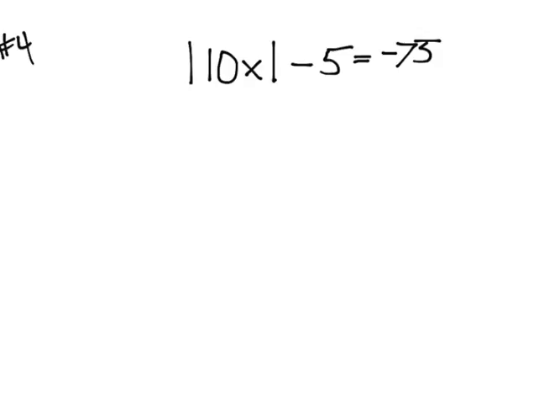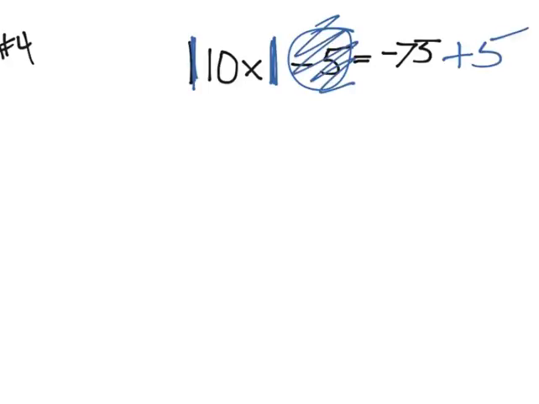All right. Well, let's try this one. Here's my function right here. So I've got this hanging on the outside of it. That's not multiplied by 5. That's subtracting 5. What's the reverse of subtracting 5? Adding 5. So I now have absolute value of 10x equals negative 70.